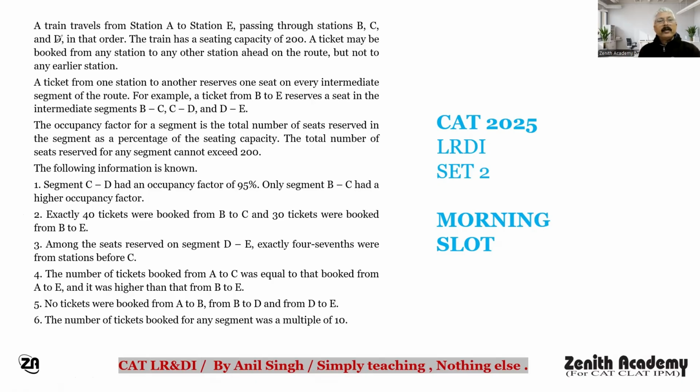A train travels from station A to station E, passing through stations B, C, and D in that order. The train has a seating capacity of 200. A ticket may be booked from any station to any other station ahead on the route, but not to an earlier station. A ticket from one station to another reserves one seat on every intermediate segment of the route. For example, a ticket from B to E reserves a seat in the intermediate segments B to C, C to D, and D to E.